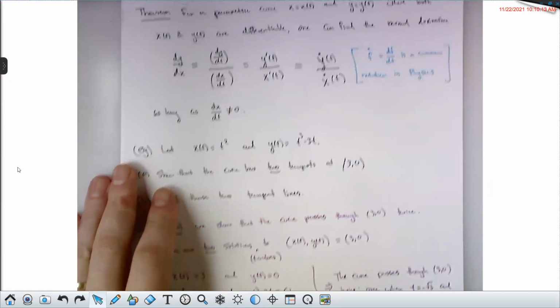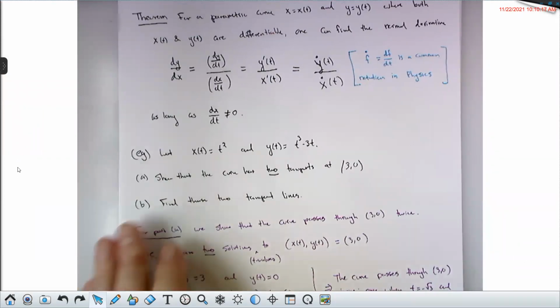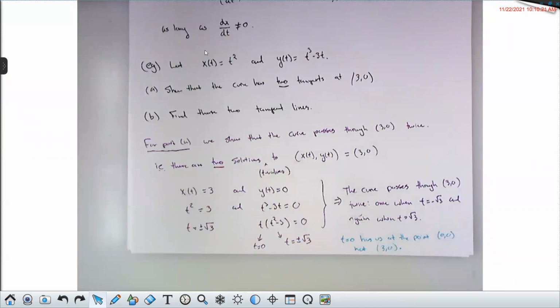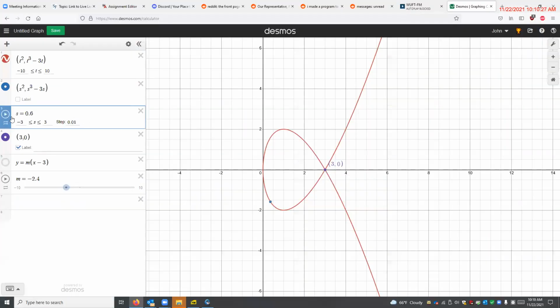Well, Professor, could you explain again why the t equals 0? It's irrelevant. So when t is equal to 0, this curve is not at the point 3 comma 0. When t is equal to 0, we're at the point 0 comma 0.